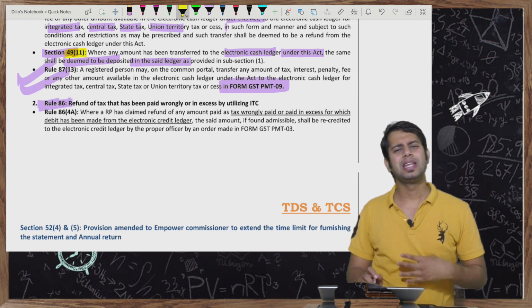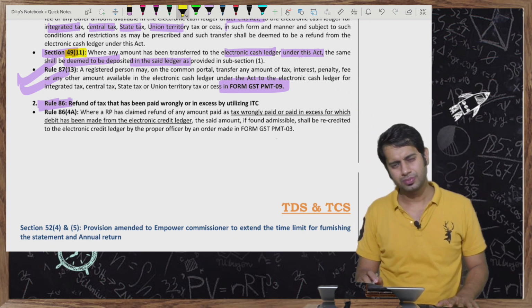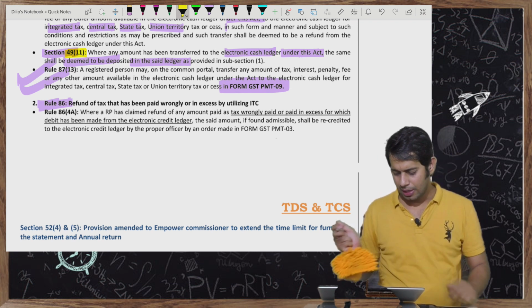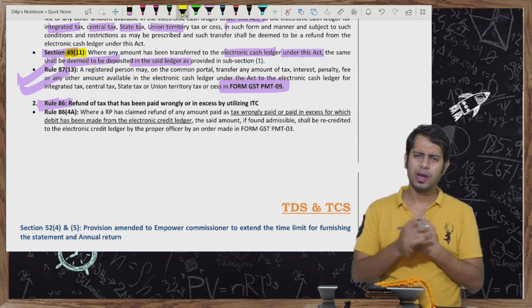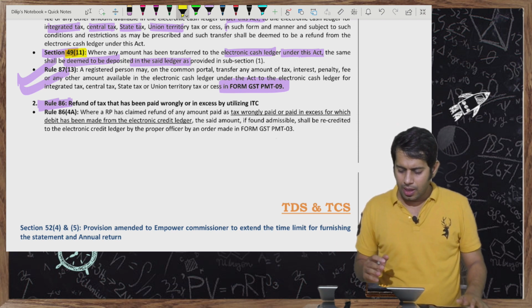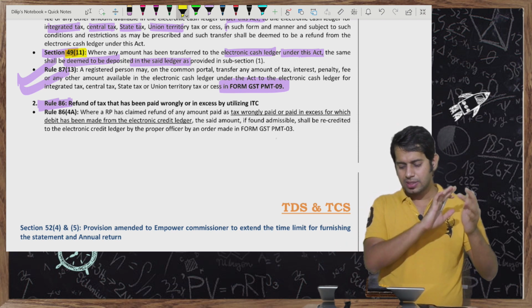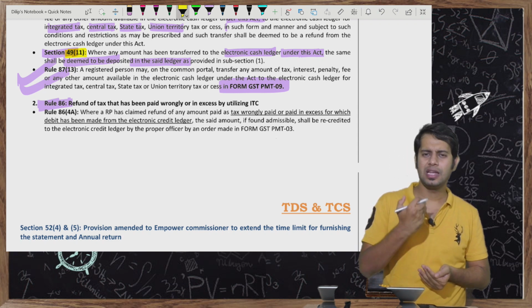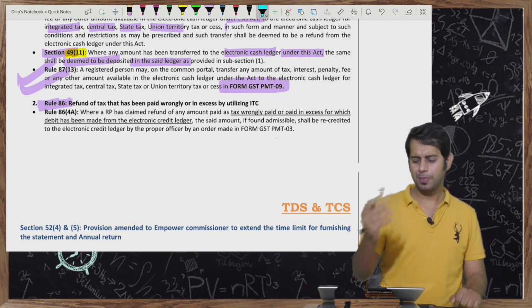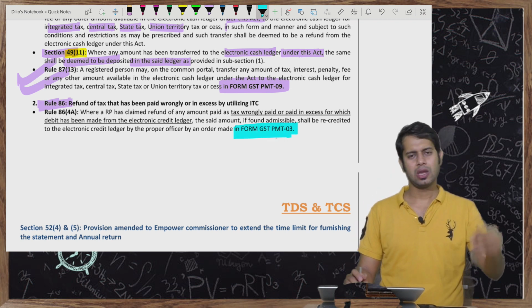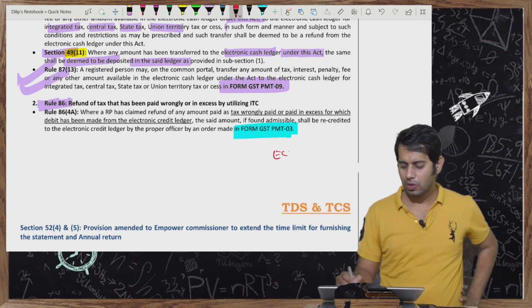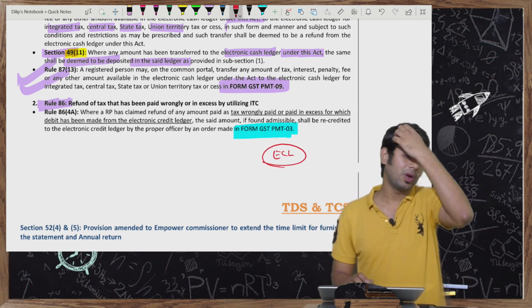Now, if there is any refund which is payable to you, you have paid tax wrongly. Wrongly you have paid some taxes, therefore you have applied for refund. Or you have excess ITC available with you and you want to claim a refund. If that refund is payable to you, then that refund will be directly given to you in your portal. Directly it will be credited to your electronic credit ledger.